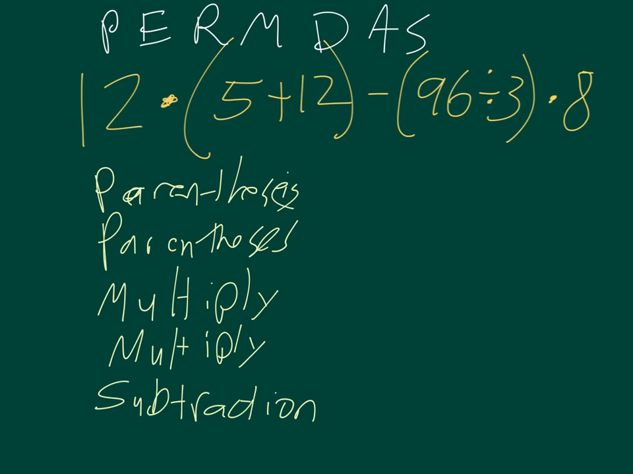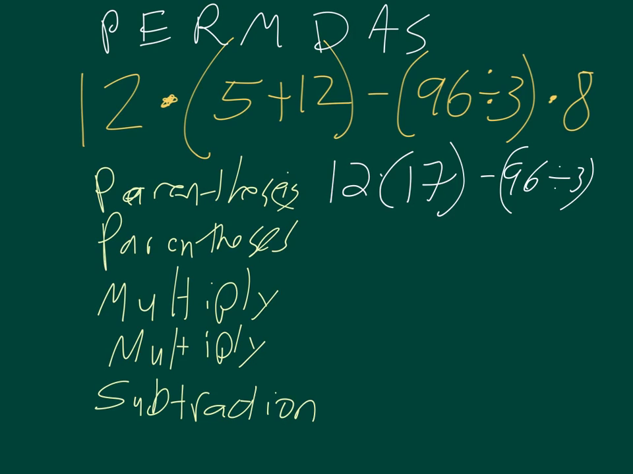Then we're going to start getting in the habit of writing down what I'm going to do, and then actually doing it. So we're going to make a plan and then execute the plan. By making the plan, for the first set of parentheses, I'm going to go 12 times, I'll do my first set of parentheses. What is 5 plus 12? 17. Then I'm going to have minus 96 divided by 3, parentheses, times 8.